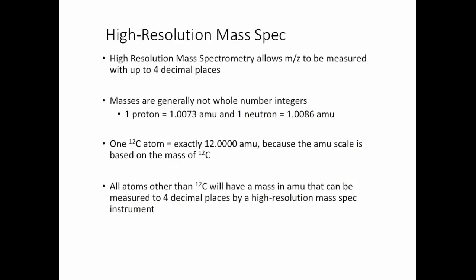In addition to mass spec, there is high resolution mass spec, which allows you to measure the mass to charge ratio up to 4 decimal places. So masses are not whole numbers. For one proton, it's 1.0073 AMU. And while one carbon-12 atom is exactly 12.0000 AMU, that's just because the entire AMU scale is based on the mass of carbon-12. So all atoms other than carbon-12 will have a difference in their AMU masses out at those decimal places, and those can be discerned if you use a high-resolution mass spec.